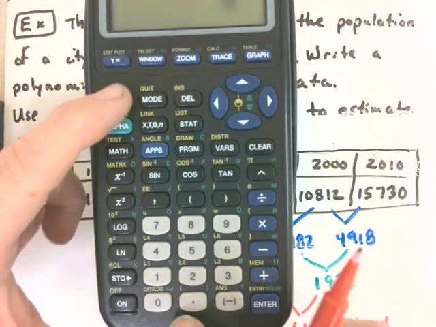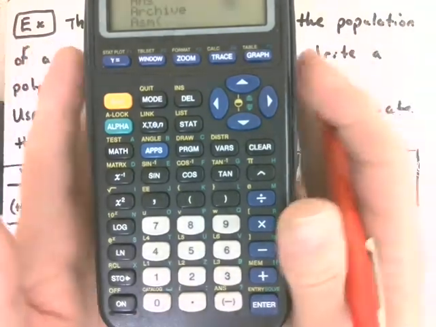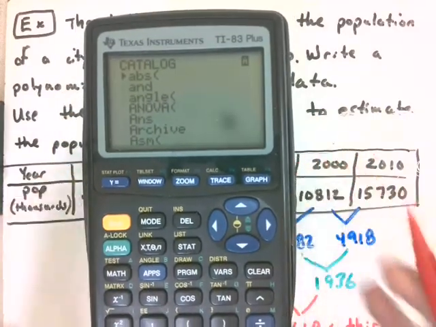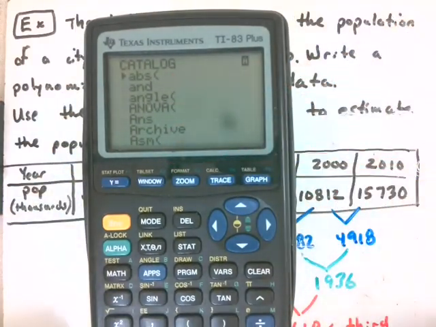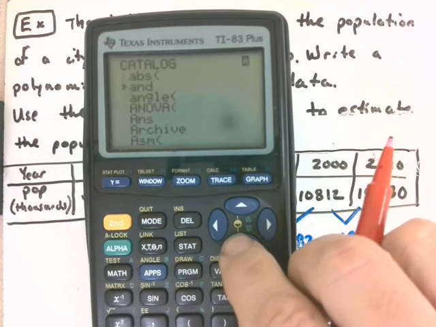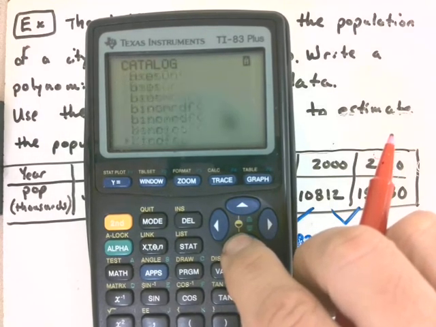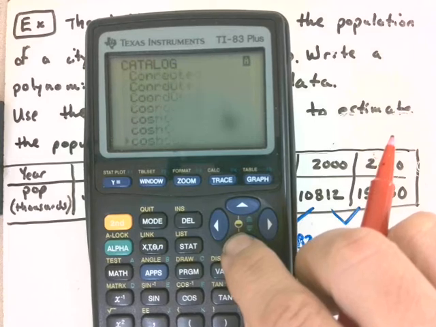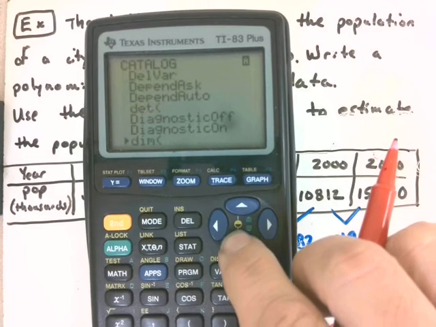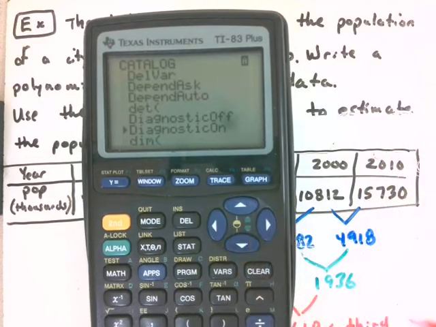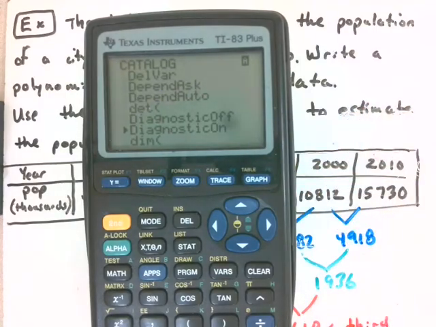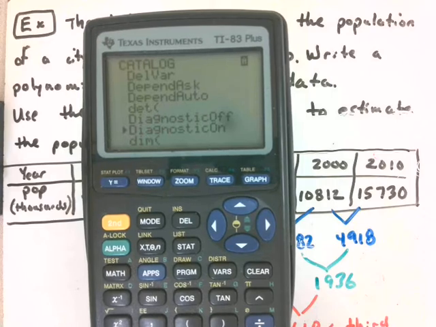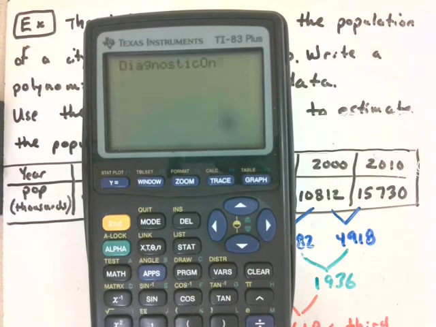So if I do second and then catalog, that's going to give us an alphabetical list of all of the different commands that are on the calculator. And if you just hold down the down button, you can scroll down pretty quickly to the D's. There are other ways of getting there too. But if you look, there's a diagnostic off and a diagnostic on command. If you just go to the diagnostic on, hit the enter button, it'll cut and paste it to the main screen. Hit enter one more time, it'll say done.